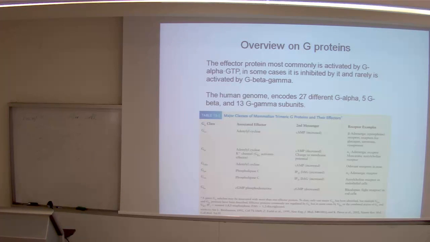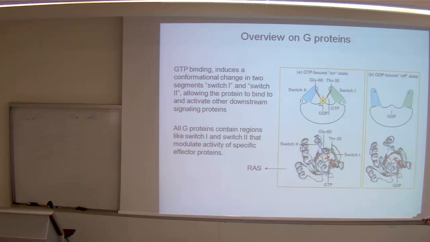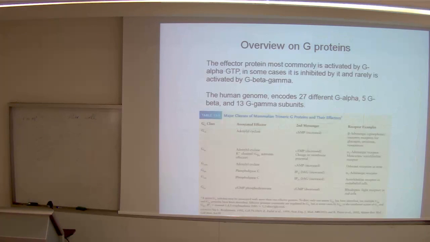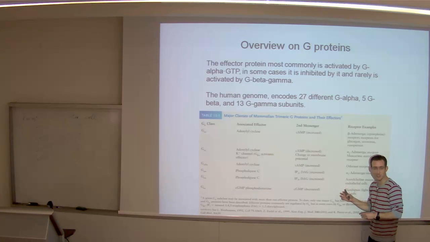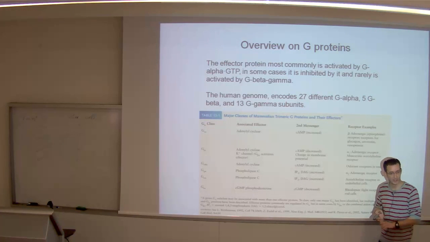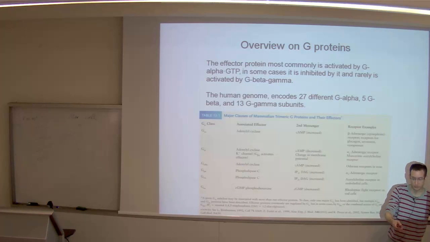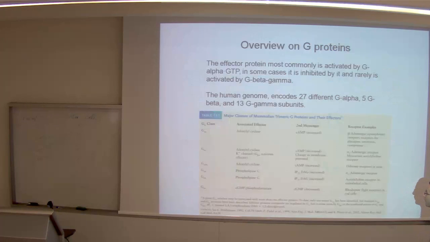And it always has the alpha, beta, and gamma? The trimeric version always has the alpha, beta, gamma, but you also have the RAS family, which is built only from the alpha subunit. And each combination has different features. Each one activates at different rates and activates different downstream effectors, and so on.